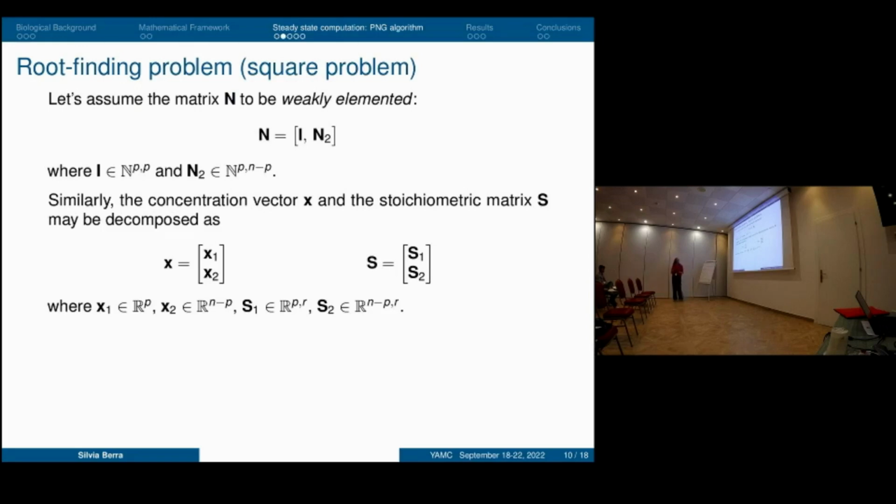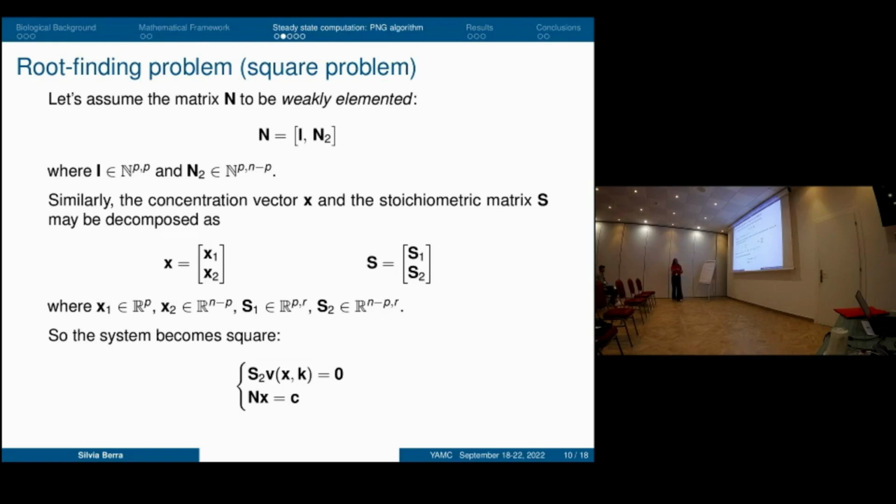And so we assume the matrix N to be, as we say, weakly reduced. That means that the matrix can be divided into these two submatrices, where the first one is the identity matrix. So we can divide the columns of this matrix, and in the same way we can divide also the vector x and the matrix S, just by reordering some components of the vector and of the matrix. And so now we can write our problem this way, where, if you remember, the only difference from the previous slide is that here we have this S2 and not the S we had before.